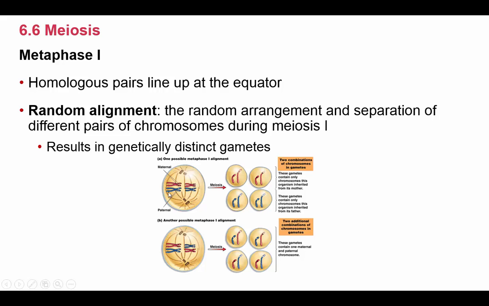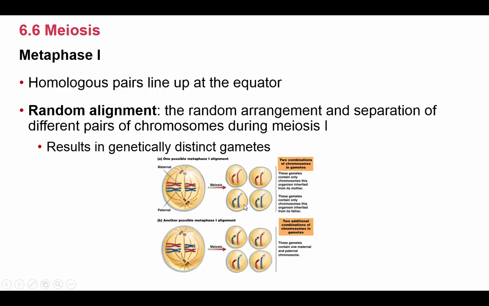And so you look on the screen, you'll see that this is one possible way that these pairs could line up in metaphase 1. But look at the bottom image, this is a different way they could line up. And so you'll notice that if we were to take this first cell and split it down the middle, you end up with 2 cells, and that would then split into 4 cells. And so the gametes would look like this.